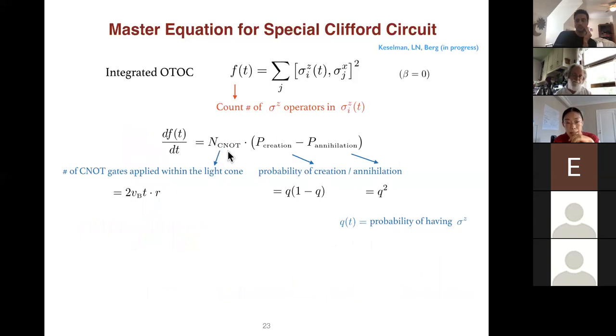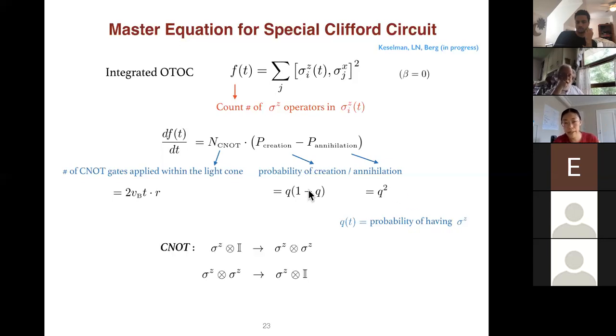So this N_CNOT can be further written as this one, because this is the size of the light cone and r is the probability of having a CNOT. So if you multiply them together, you get the number of CNOT gates within the light cone. And this P creation, the probability of having a creation process and annihilation process, can be written using those two equations, where q is the probability of having a sigma z on a single site.